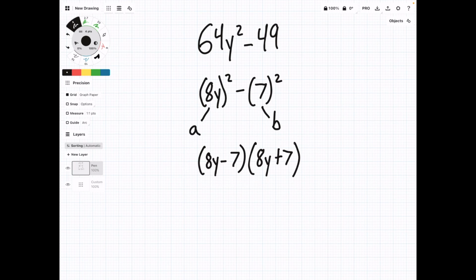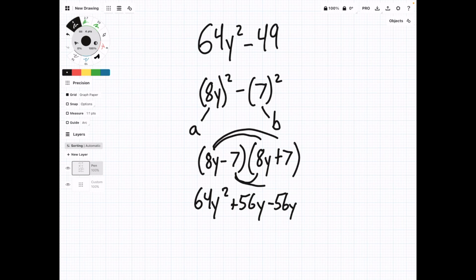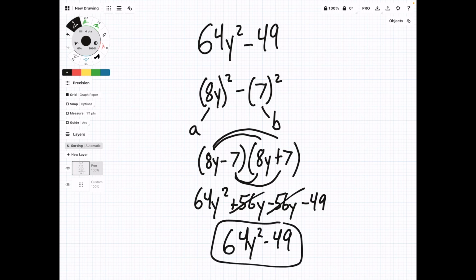But what we can do is multiply it back out just to see if we get the right answer. So we get 64y squared plus 56y minus 56y minus 49. And so again, these middle terms cancel out, and we are left with what we started with, 64y squared minus 49. So, checks out.